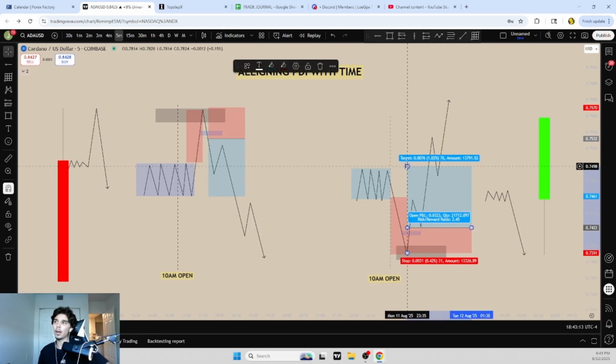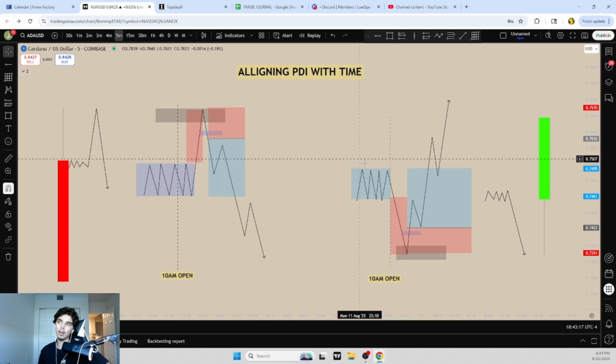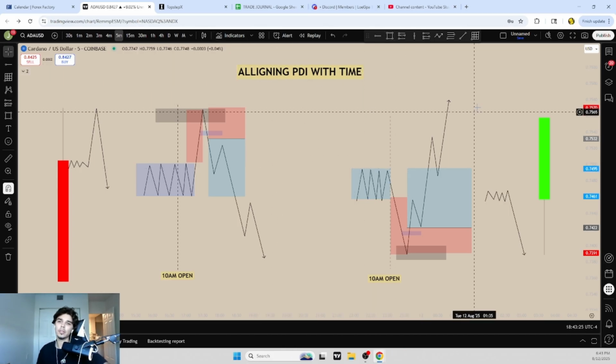And then again, if higher time frame bias aligns, we can target up here, or if our higher time frame bias doesn't align, then we can just target these accumulations on highs, right? See how we're putting everything together? This is called aligning PDI with time. So literally just open low, high close, and open high, low close.